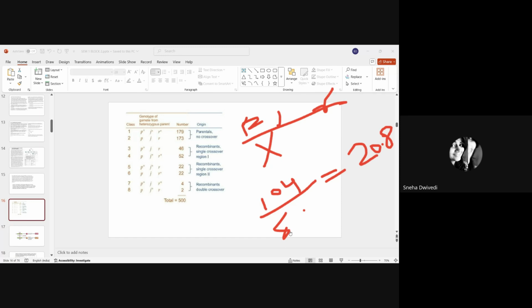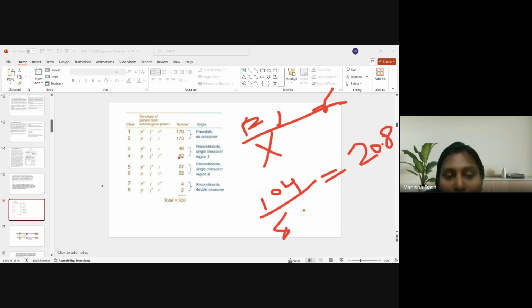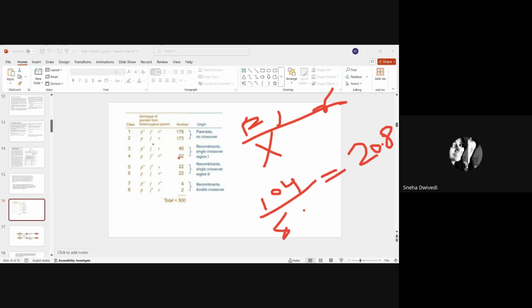Ma'am, you added 46, 52 and then the double crossover, because when the double crossover is happening, the crossing over is also happening between P and J, so we have to add the double crossover in that also. Every time a double crossover is happening, it is also a recombination between P and J. So we have to include all the recombination that is happening between P and J. Am I clear now? Yes, ma'am. So that is why I am adding the double crossover.